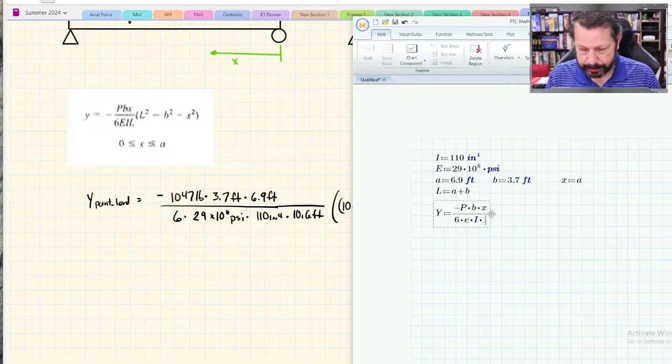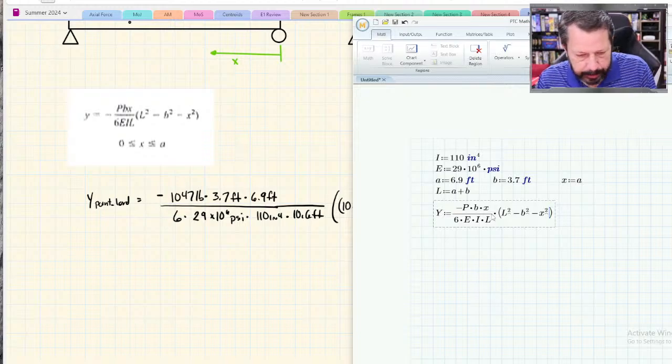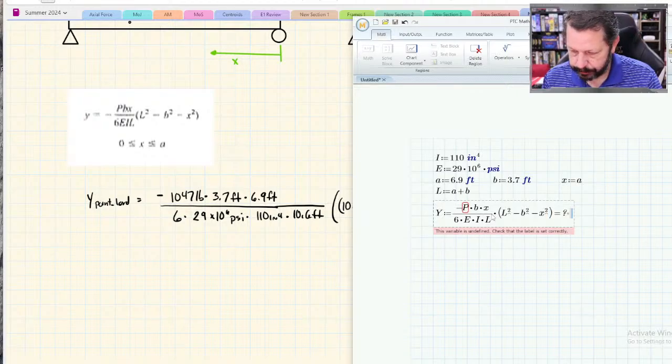E times I times L. That should be a capital E though. Need it to go on the other side. Times L squared minus B squared minus B squared minus X squared. Didn't really want that. There we go. Now, is this correct? P B X over 6 E I L times L squared minus B squared minus X squared equals.